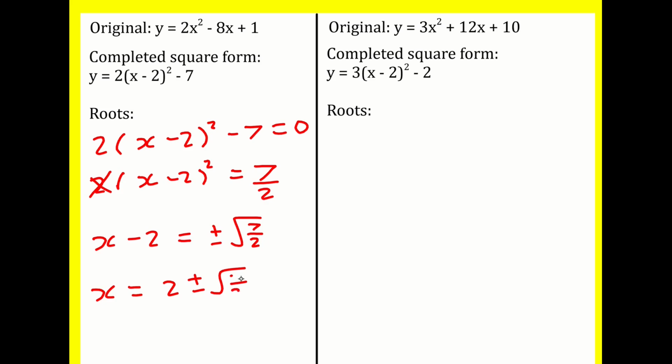I get a not particularly nice surd as my answer, but that's it. You might just write down that x equals 2 plus root 7 over 2, or 2 minus root 7 over 2, if you wanted to write the answers separately. Good. Try this one yourselves.